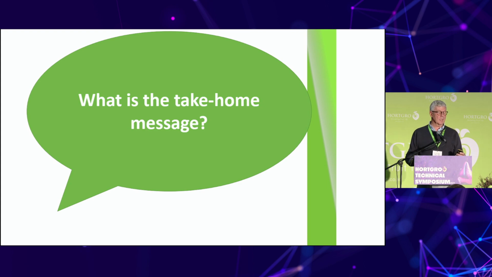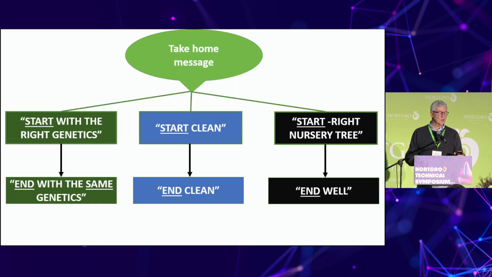So, last slide coming up, Mr. Chair. Take-home message is 3. Start with the right genetics. End with the same genetics. So make sure that, and that's part of the scheme, if you order X, you actually get X, not X, Y, and Z. So the scheme is very clear on that. Start clean, end clean. So that's the question that you need to be asking your nurseryman. What route it followed is part of the process, but it's not the only answer.